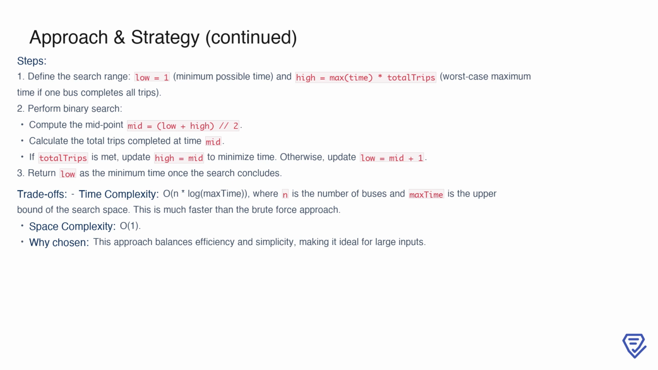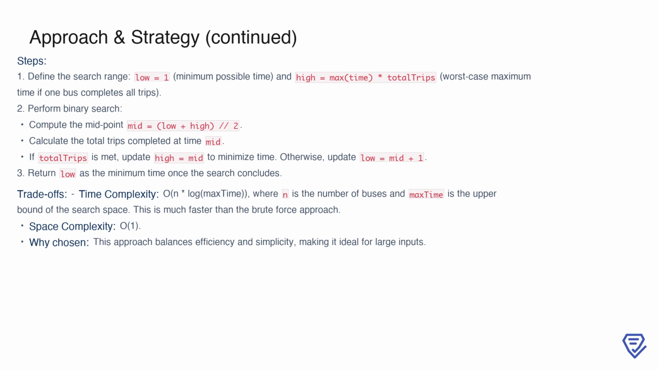During the binary search, we calculate the midpoint of the range and determine the total trips completed at that time. If the total trips meet or exceed total trips, we adjust the upper bound to try for a smaller time. Otherwise, we increase the lower bound to search for a longer time. Once the search concludes, the lower bound will give us the minimum time required.